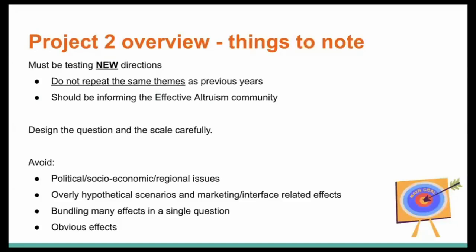So things to note. Your Project 2 must be testing new directions. Please do not repeat the same themes as previous years. This makes things a lot harder since a lot of topics were covered, but there is plenty out there. Try and find things in effective altruism that have not yet been tested empirically in psychological science, so that we can inform the effective altruism community on whether the intuitions are correct.